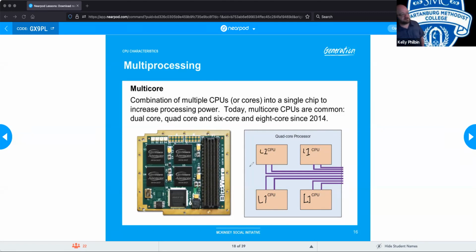Next, you have the level 2 cache, which each CPU has just outside of it.